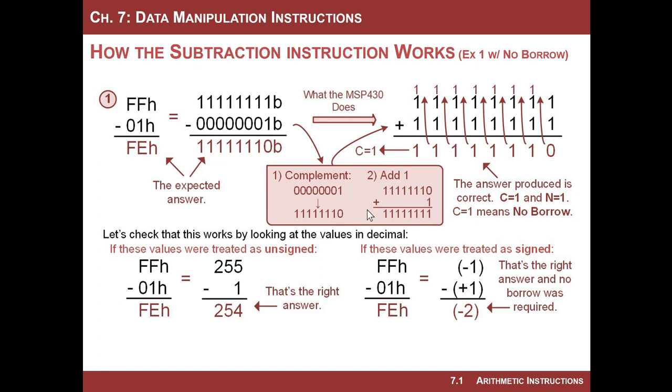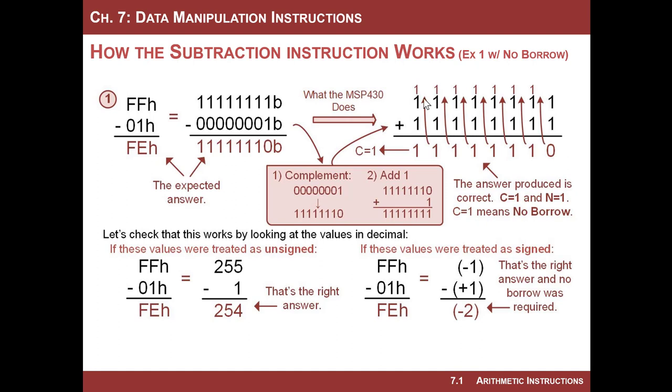Now if I add 1 to this number, I end up with all ones. This new value, 11111111, is the 2's complement representation of negative 1. So we're basically going to do FF plus negative 1. And remember, when you use 2's complement codes, you have to know the number of bits. So this is valid for an 8-bit 2's complement code.